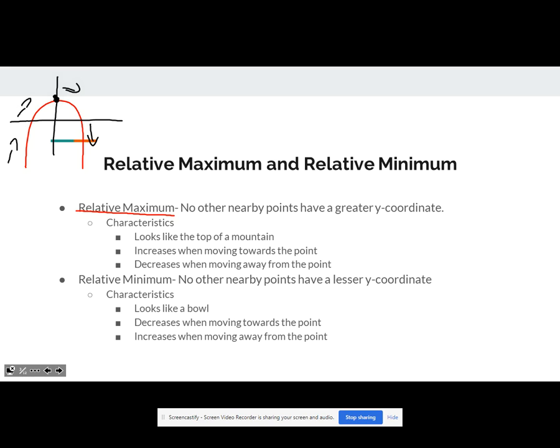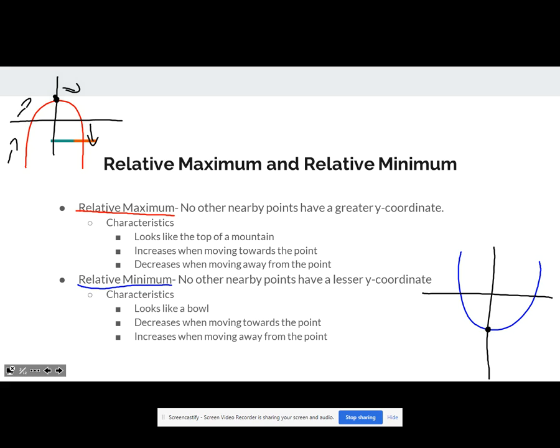Now, if we think about the opposite, a relative minimum, it's when no other nearby points have a lesser y coordinate. So I'll do that one over here in blue. That'll look something like this. And again, I'll draw in our x and y coordinate plane. So here, our relative minimum would be this point, because no y coordinates have a lesser value than that one.